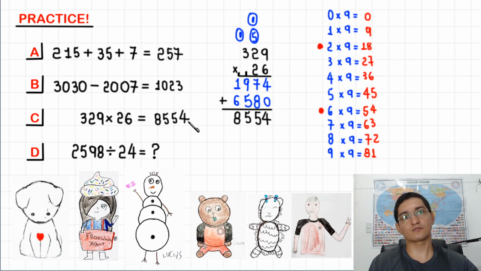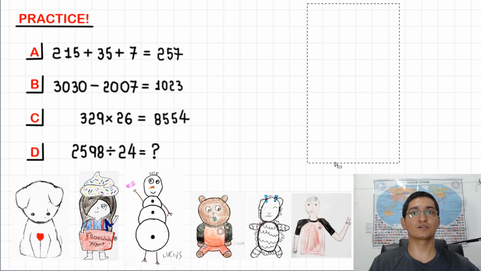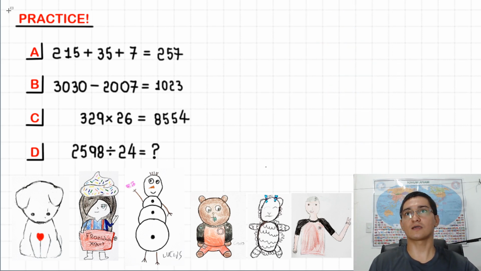8,554. Now that we have finished this multiplication, we go to our next operation. And the next operation is a division, okay? And what numbers are we dividing? We are dividing 2,598 by 24. Let's write that down.